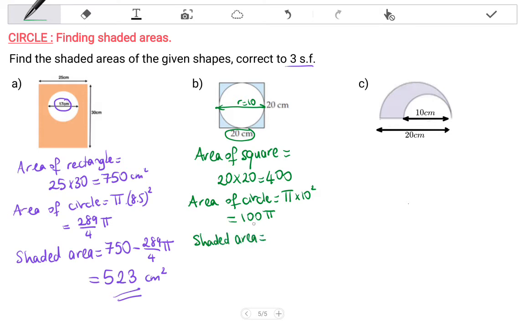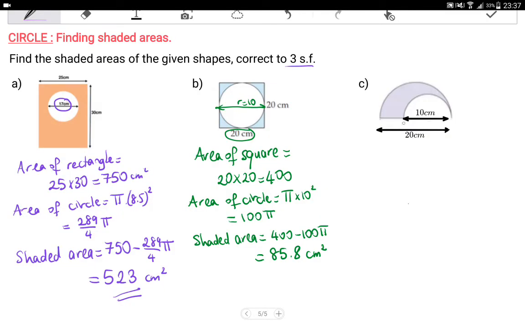So to get the shaded area, I will take away 100 pi from 400. So if you write this on your calculator display, you will have the value correct to 3 significant figures. You're going to do rounding, 85.8 centimeters square.